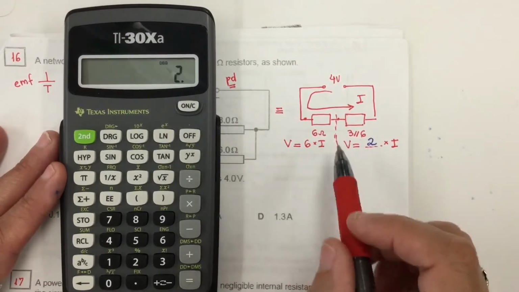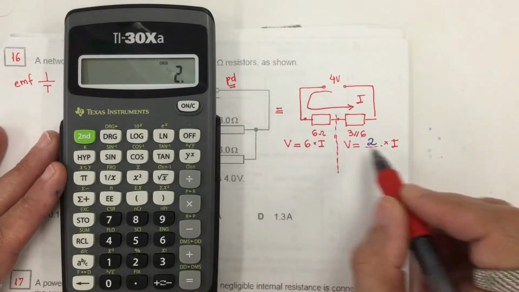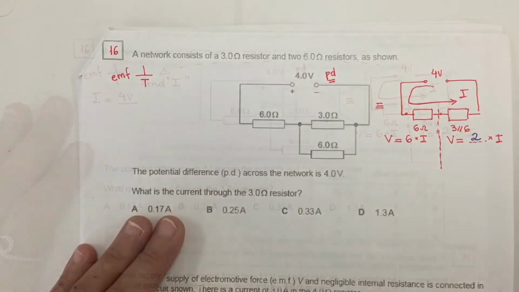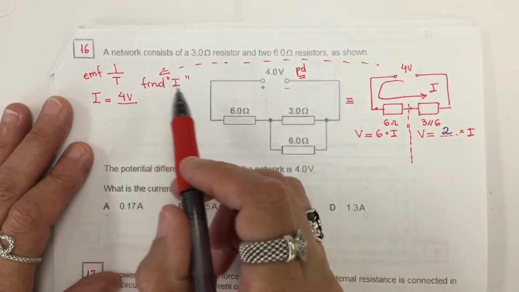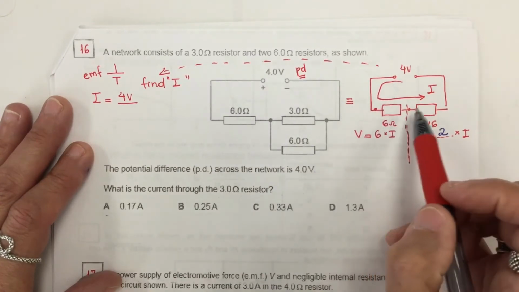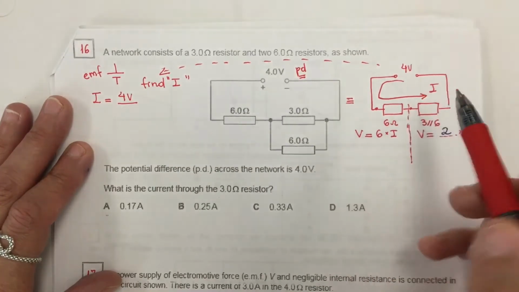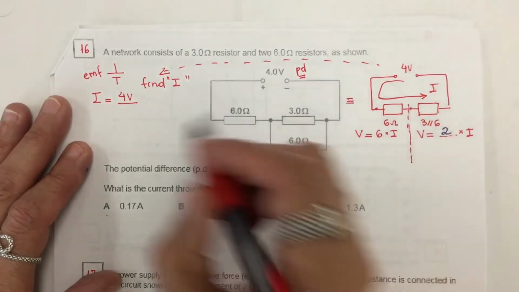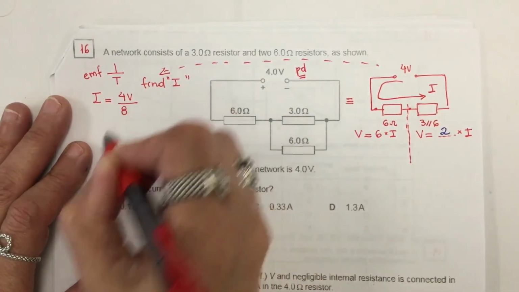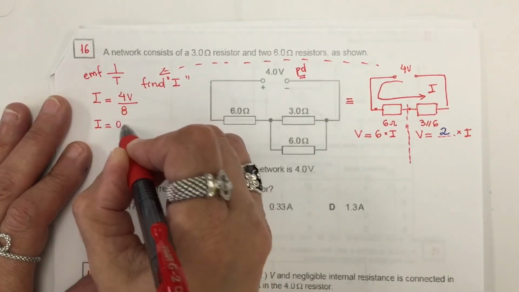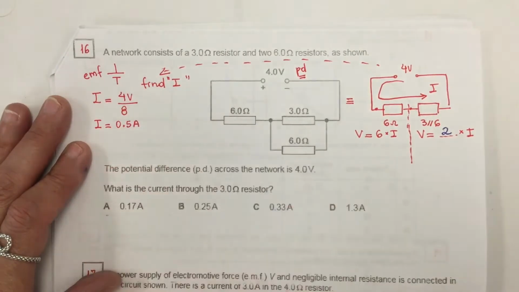I cannot move forward because I don't know the value of current. So let me slide right here on this space. Now we need to find I. The voltage is 4, and the sum of those resistors is 6 plus 2, which is 8. So our current here is 0.5 amps.